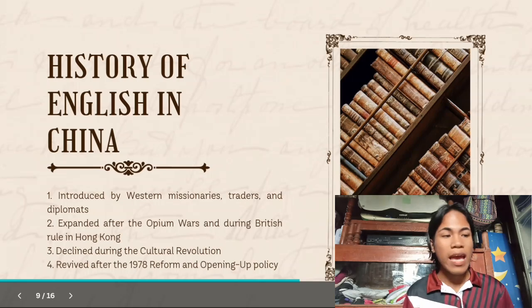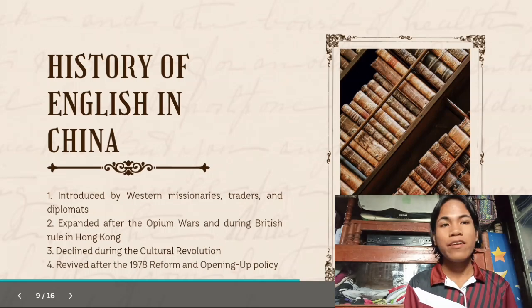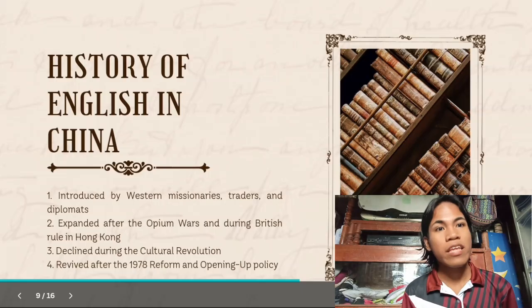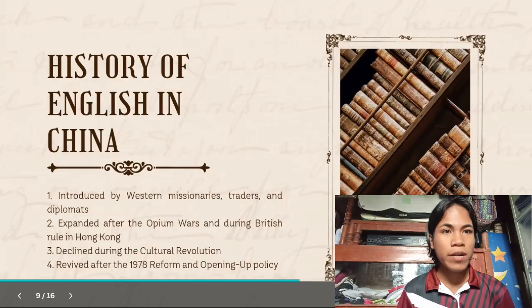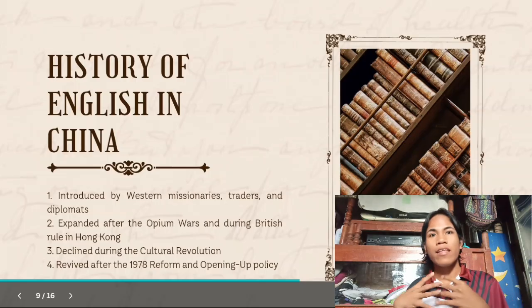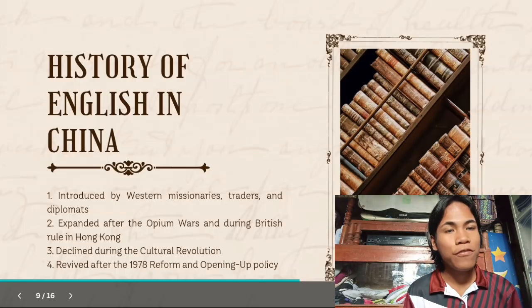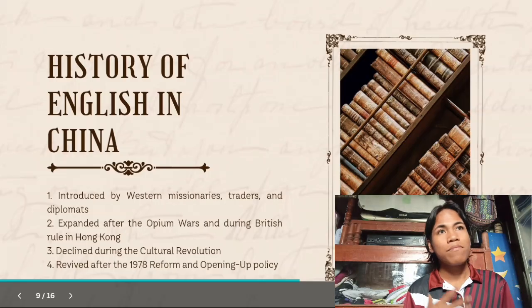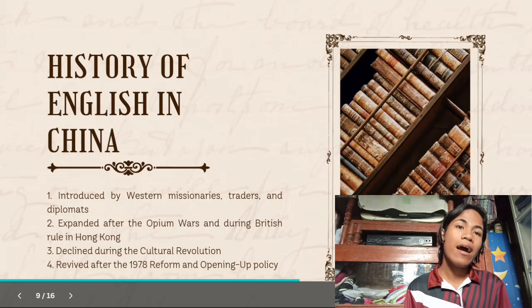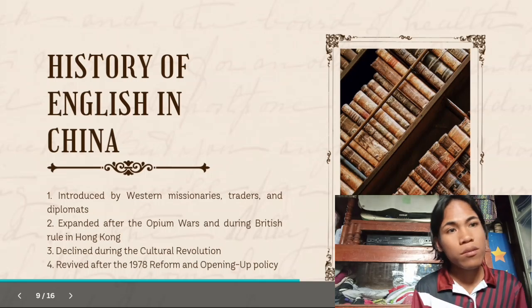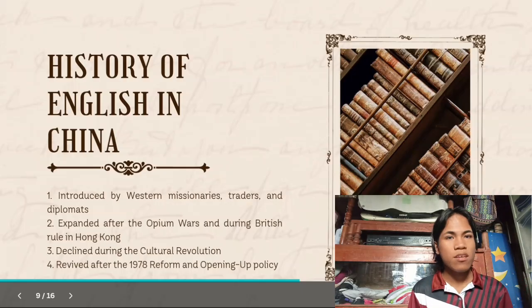But a good thing happened in 1978, when the reform and opening up policy occurred, which means that English spread nationwide because of educational reforms, economic modernization, and also the high demand for global communication. And the establishment of English as a required subject solidifies its role as a formal language in education and also in economic use as a language.